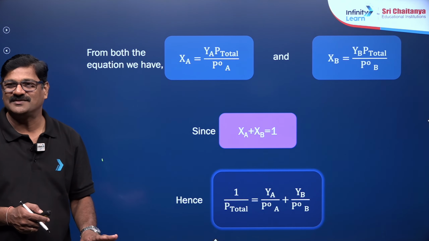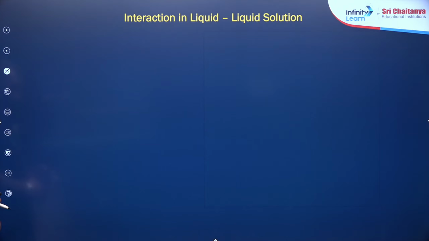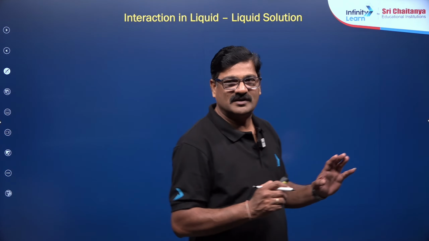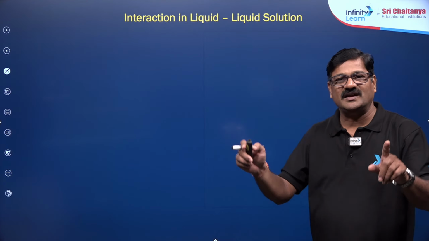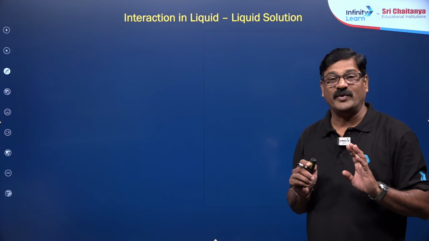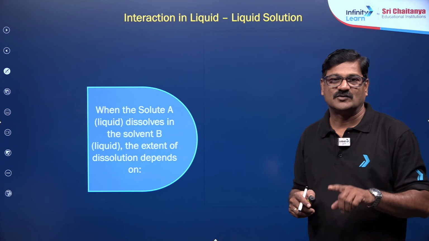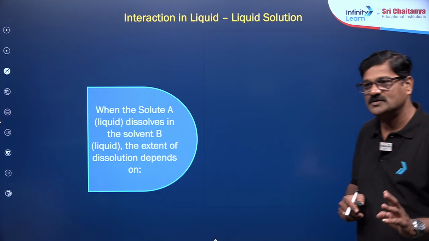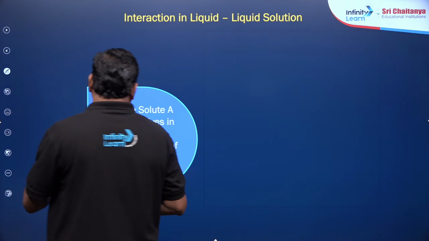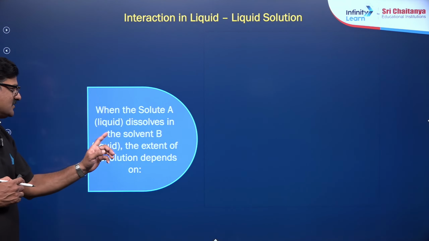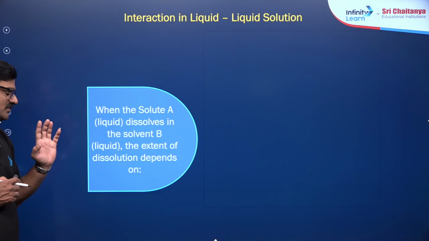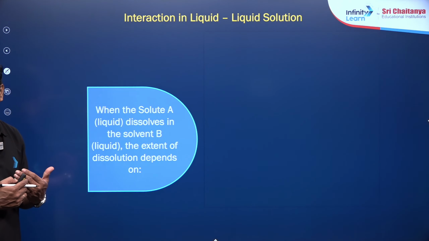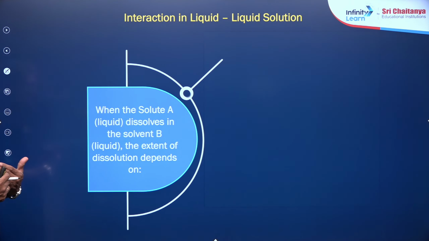Now let us talk about the interaction between the liquid solutions. That's very important. When a liquid A and a liquid B are mixed, they start interacting. So they are going to form a homogeneous mixture. When a solute A liquid dissolves in the solvent B, which is also liquid, the extent of dissolution depends on various factors. So what are the various factors?